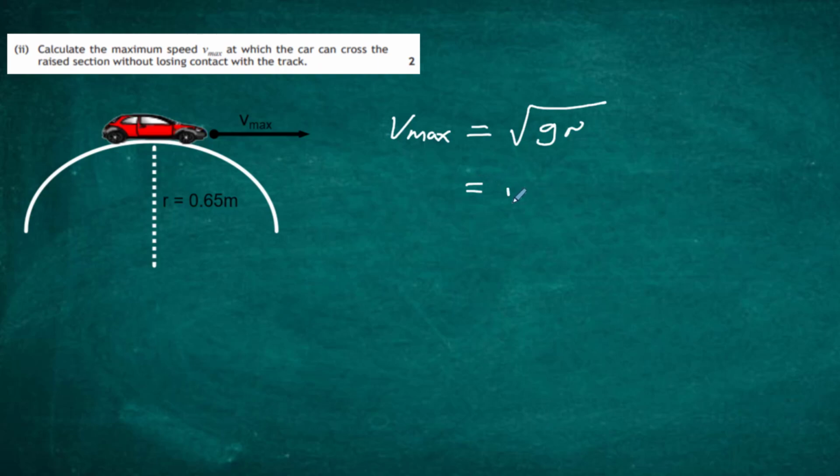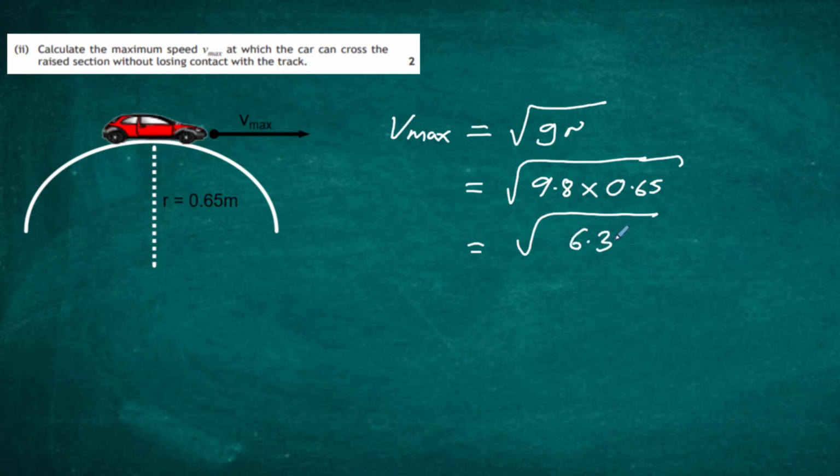So that's going to be the square root of 9.8 multiplied by the radius of the track, 0.65, and that will give us the square root of, if we do that on a calculator, 6.37, and the square root of 6.37 comes out to be 2.5, and our units are metres per second, since that's the speed of the car. So the maximum speed that car can travel at without losing contact will be 2.5 metres per second.